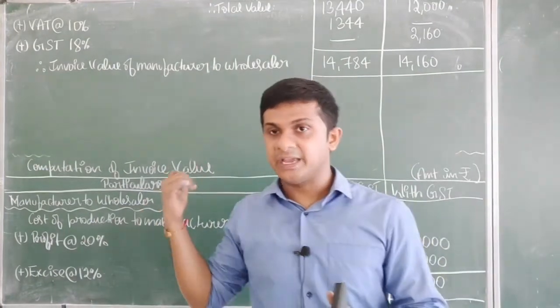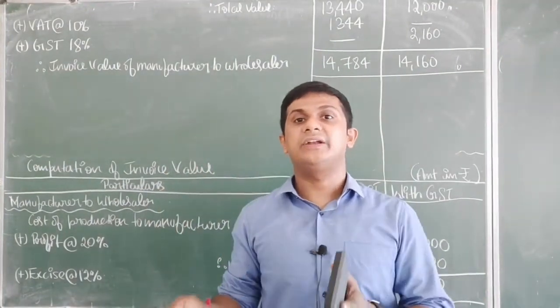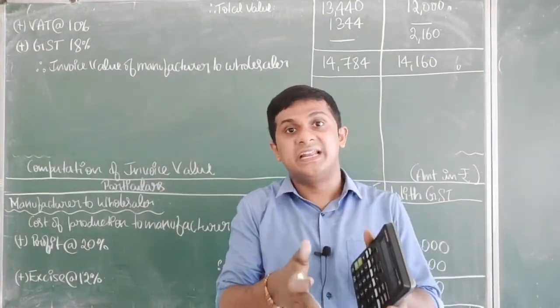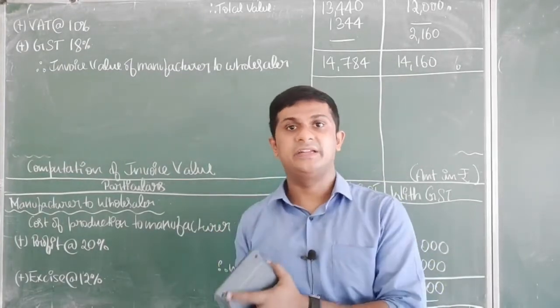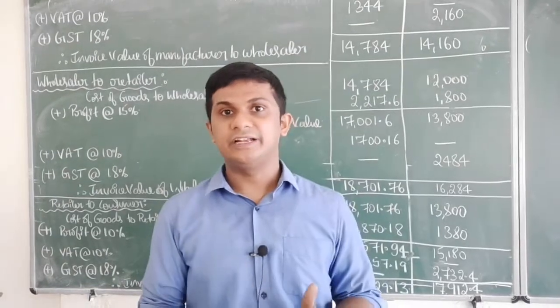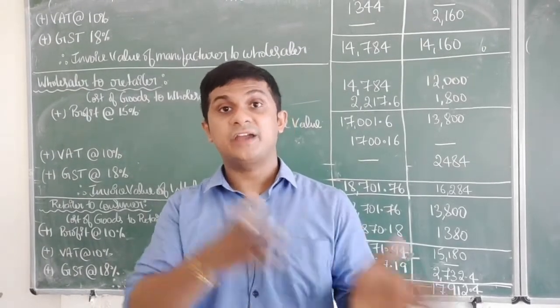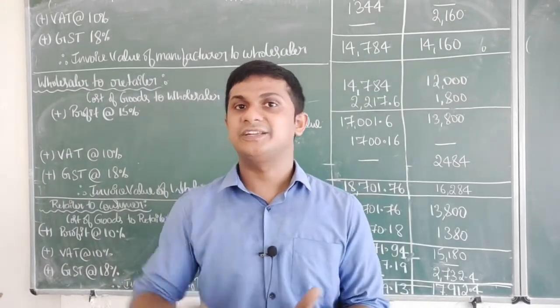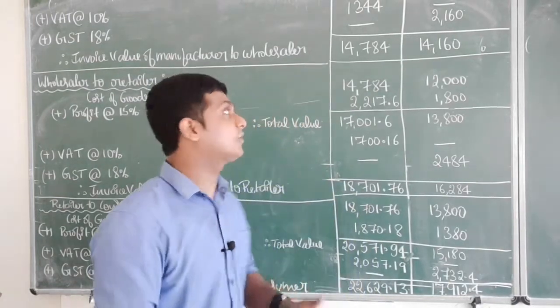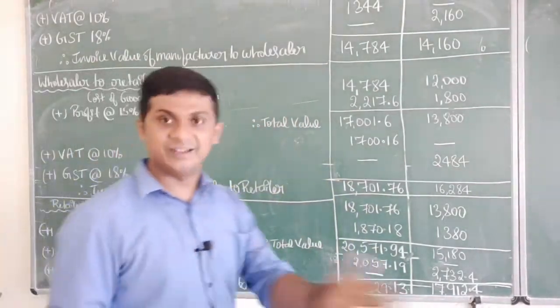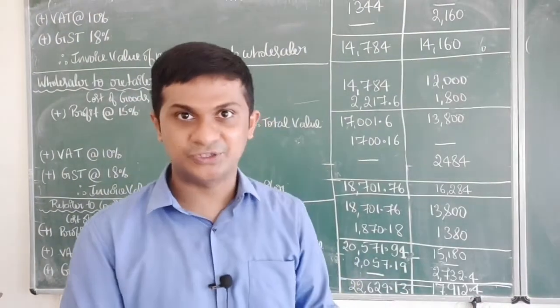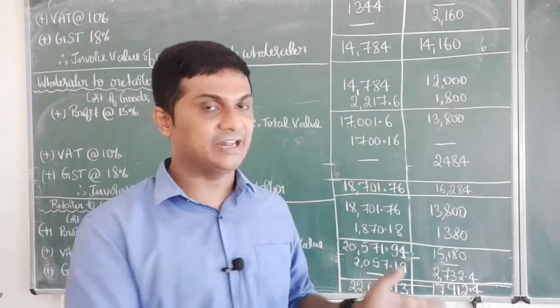Similarly, with the same calculation, we have to calculate for the next, wholesaler to retailer and then retailer to final consumer. After calculating the invoice value of manufacturer to wholesaler, I have proceeded and calculated the value for wholesaler to retailer and retailer to final consumer. Nothing but I have completed the solution. But let me explain how I calculated.